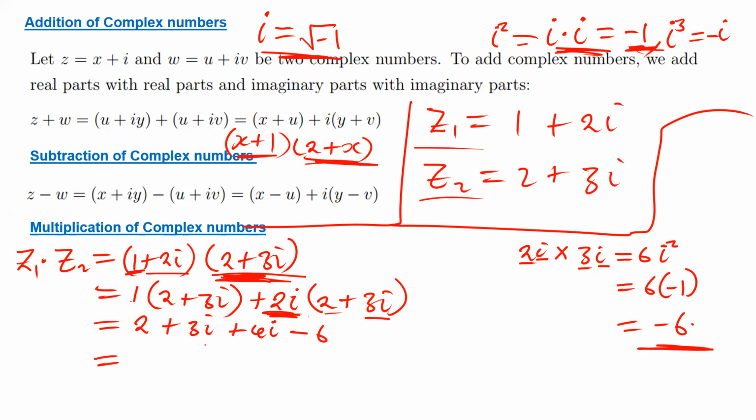So we can put our -6 here. We add what we have in common, so we have 2 and -6, we put them together. Then we have positive 3i and positive 4i, and we also put them together. Then we can simplify the expression. 2 minus 6 is -4, and 3i and 4i, when added, give us 7i. So this is how simple it is, multiplying complex numbers.